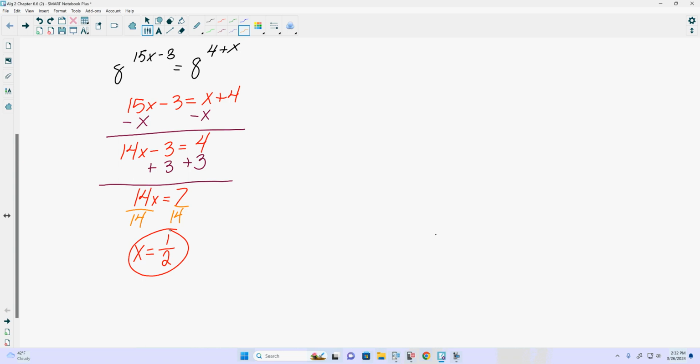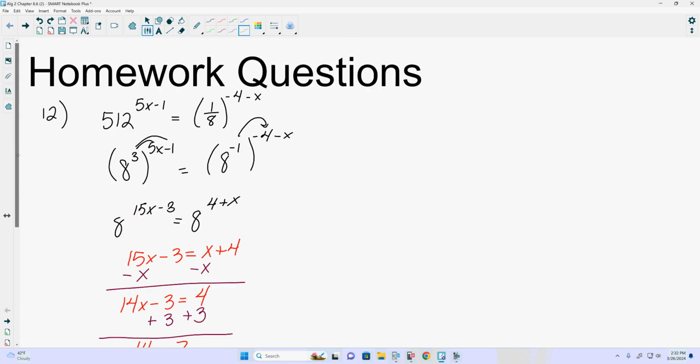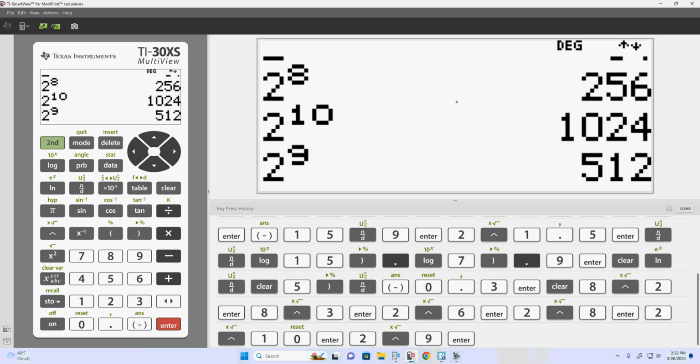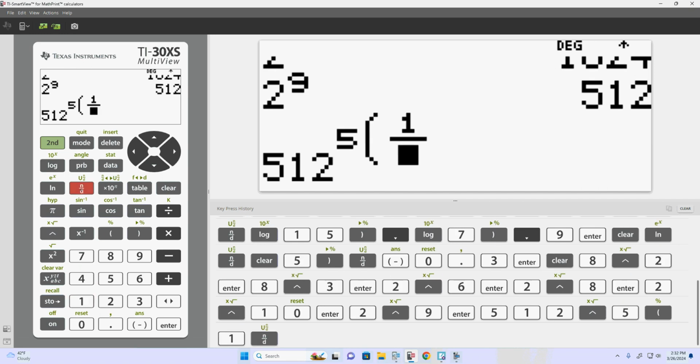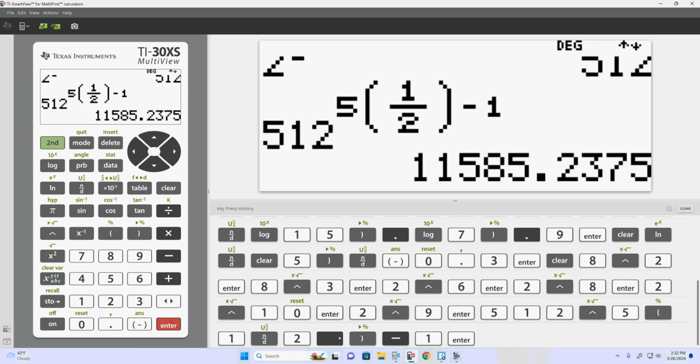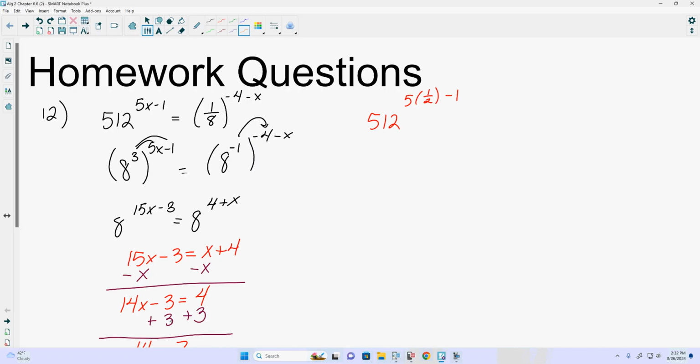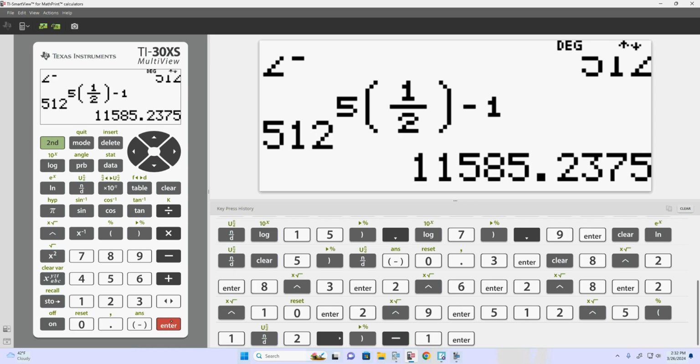Now again, if you do any of these here and you're not quite sure or feel like the answer doesn't seem quite right, we can always go back and check. Because 512 to the 5 times 1/2 minus 1. Then I can get a calculator and say 512 to the 5 times 1/2 minus 1. And we get 11,585.2375. So we get this decimal.